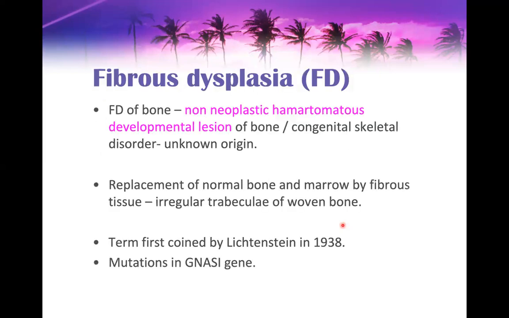Next is fibrous dysplasia, which is the most important one among this fibroosseous group of lesions. It is a non-neoplastic hamartomatous developmental lesion of bone where the normal bone is replaced by fibrous tissue, and the term was first coined by Lichtenstein in 1938. There is a mutation in the GNAS1 gene, and this is considered to be the etiology of fibrous dysplasia.